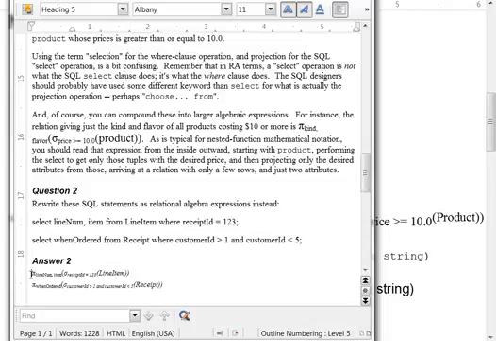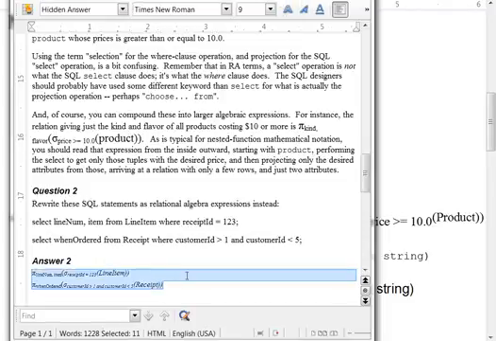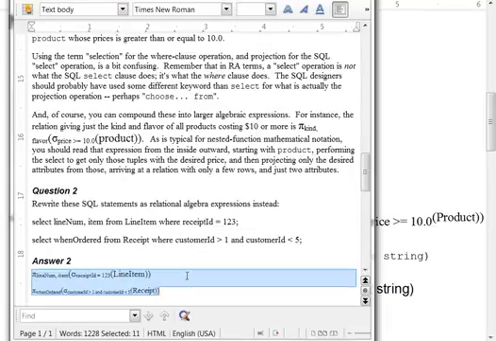And the answer obviously is also in the transcript here, so we can enlarge that a little bit and get project line num, item from select receipt ID equal 123 from line item. And then likewise project when ordered from the result of select customer ID greater than 1 and customer ID less than 5 from receipt.